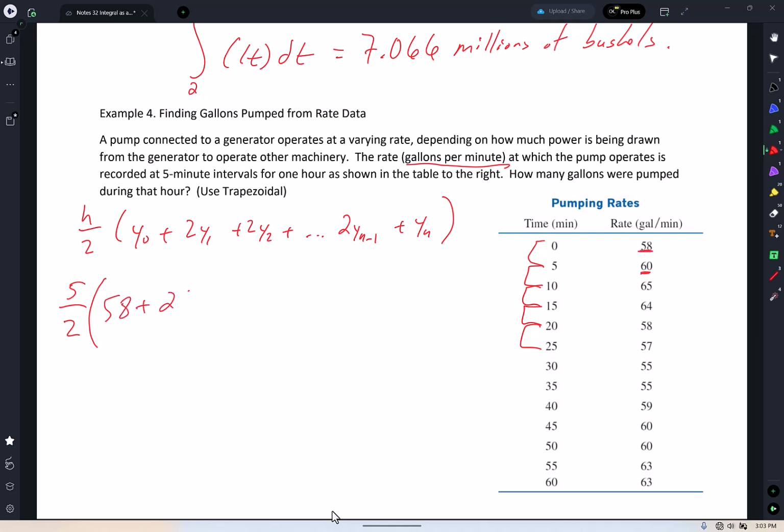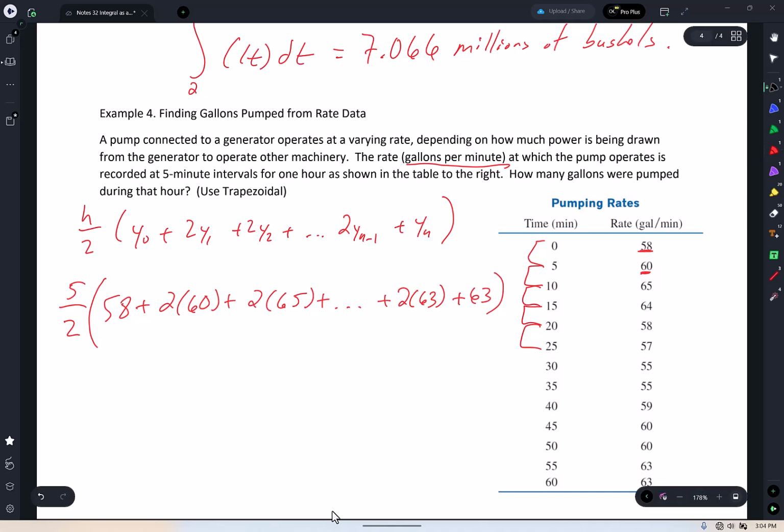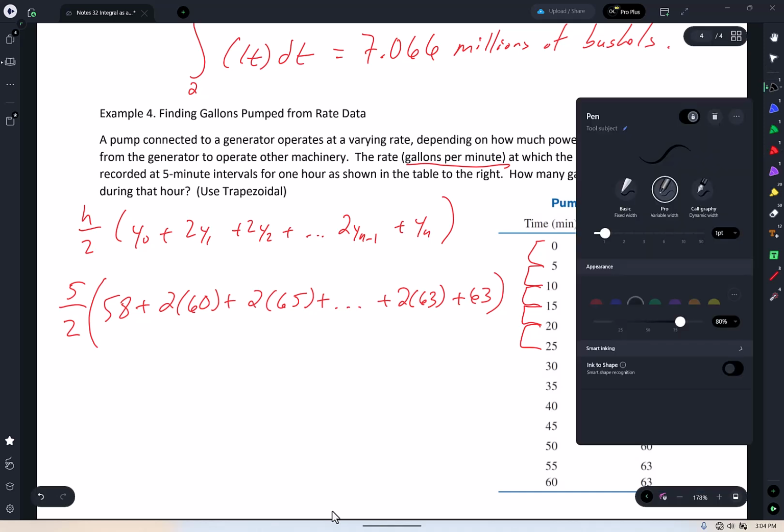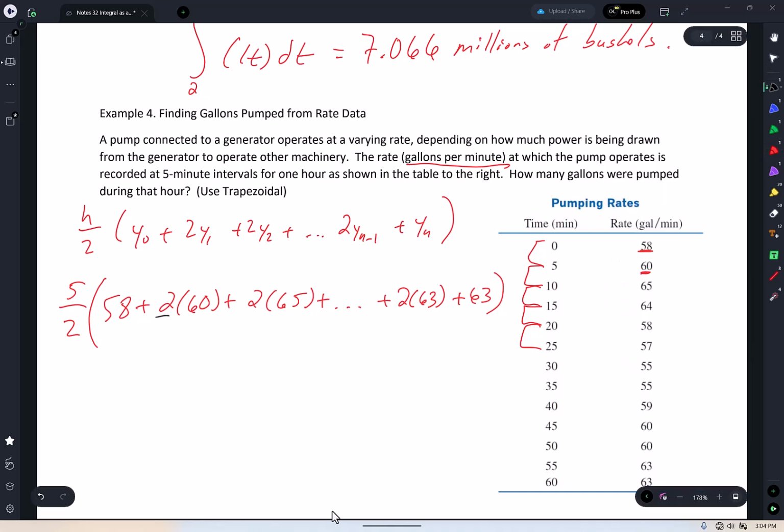58 plus 2 times 60 plus 2 times 65 plus, I'm going to put ... plus, and I'm just going to put the last 2 here. 2 times 63 plus 63, close parenthesis. Do you guys know what I did or no? Okay. In case you don't know what I'm doing, guys, I'm just using a formula. Chav, why are you using that formula? Because, look, guys, I don't want you guys to become robots. Those 2 come from this.